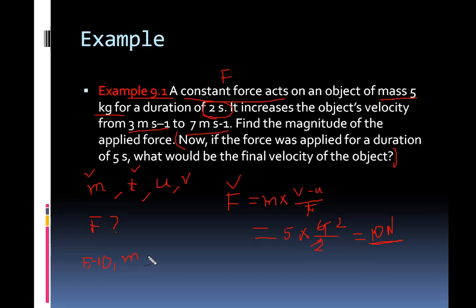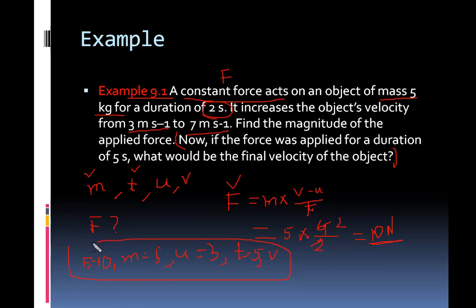Mass of the body will not change. Mass is 5 kg. Initial velocity is 3 meter per second. Final velocity we need to find out. Time is 5 seconds. What is final velocity? Same, you need to calculate this one.